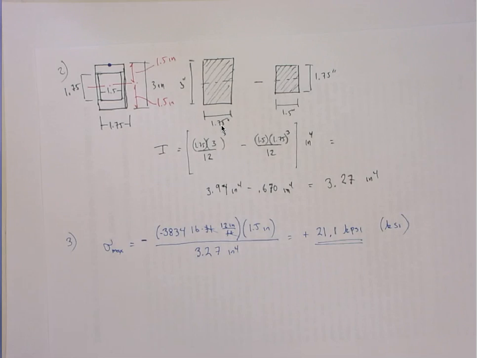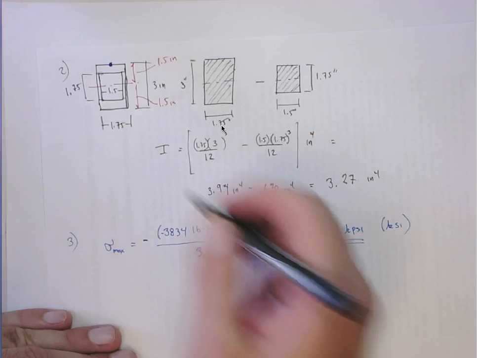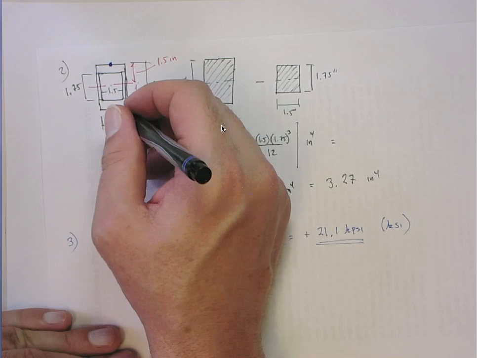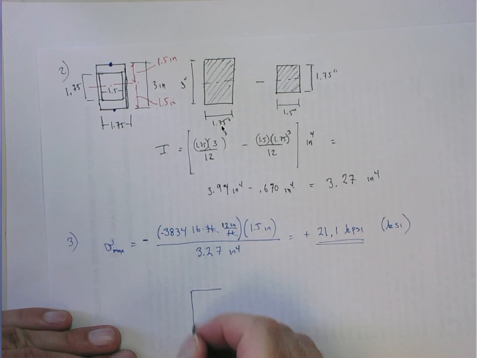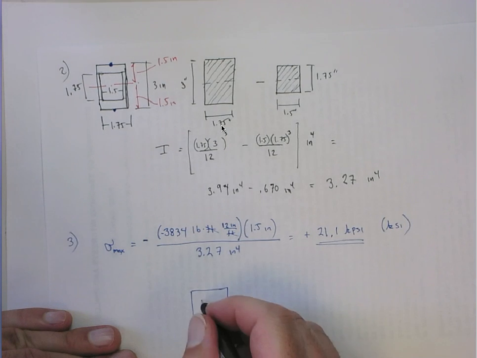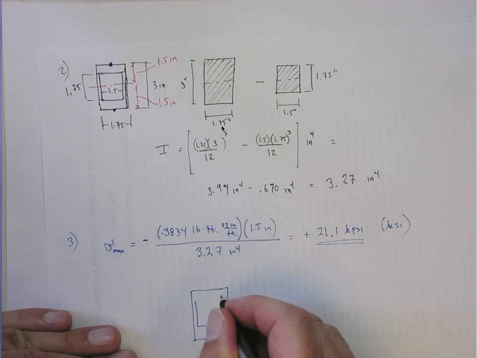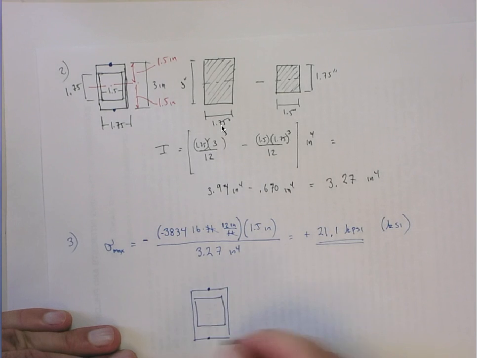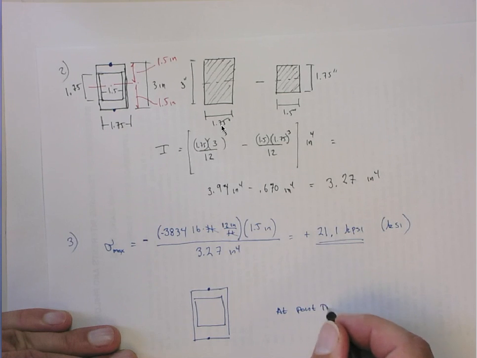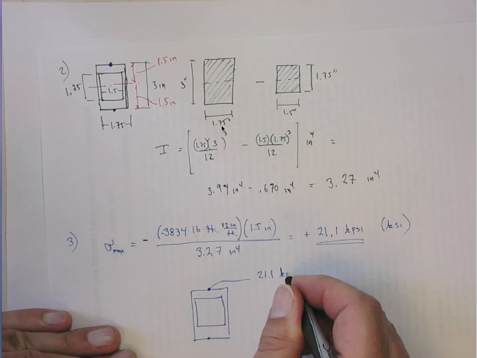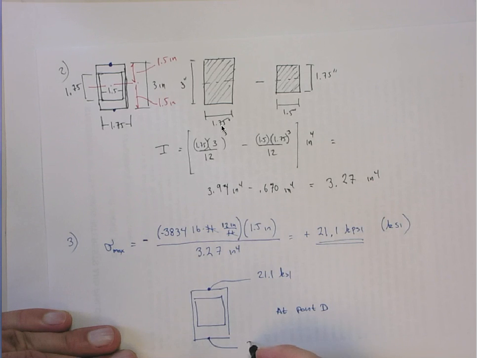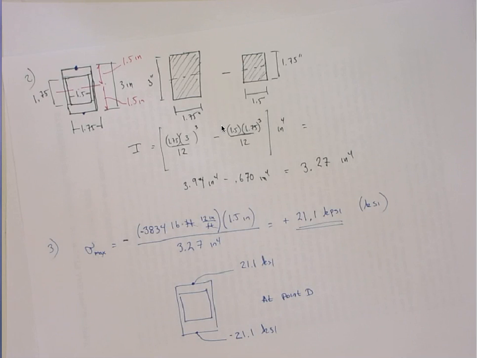All right? So on this top part, it's in tension. On the bottom part, it's going to be equal and opposite. It's going to be compressional stress. So basically, the max stress you're going to have here is going to be as follows. This is at point D. Here you're going to have 21.1 KSI tension, and then down here you're going to have minus 21.1 KSI compression. Okay, and those are the maximum stresses.